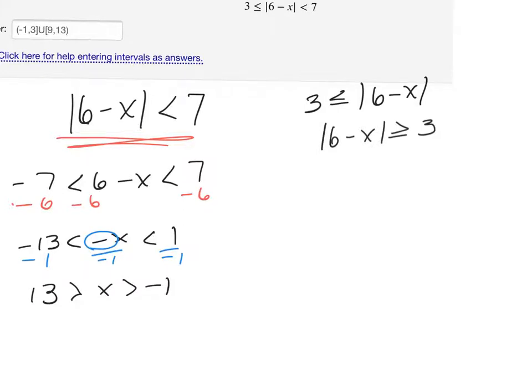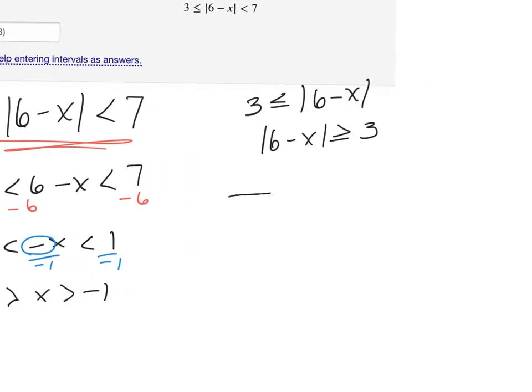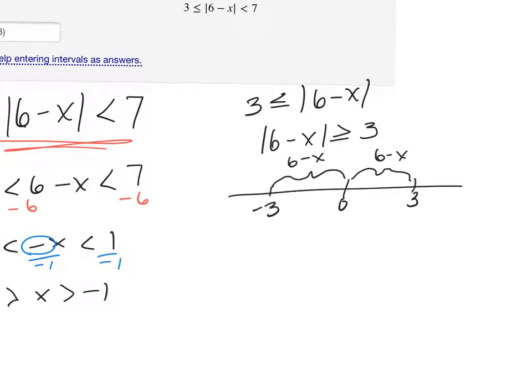Now I'm going to translate this into what it means. This is not the solution, so here's 0, here's negative 3 and here's 3, because what it's translating is that I need this 6 minus x to have a distance. When I take x and I subtract 6 from it, I need to have a distance that is bigger than 3. So what I need is actually the tails, right?